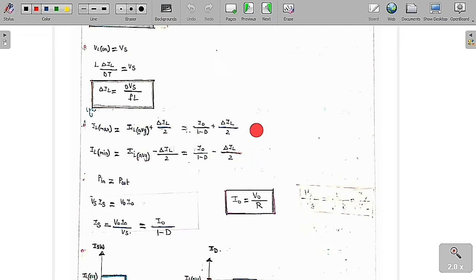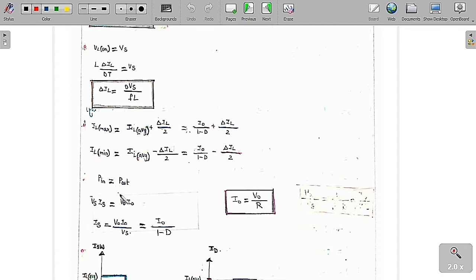Whatever the maximum value of the inductor current is, that is the maximum value of the source current. Whatever the minimum value of the inductor current is, that will be the minimum value of the source current. This maximum current is also going to flow through the switch, and this minimum current is also going to flow through the switch. So the maximum value of the current flowing through the switch is IL max, and the minimum value is IL minimum, because in the on position the switch current moves from IL minimum to IL maximum. So this is also equal to the switch current.